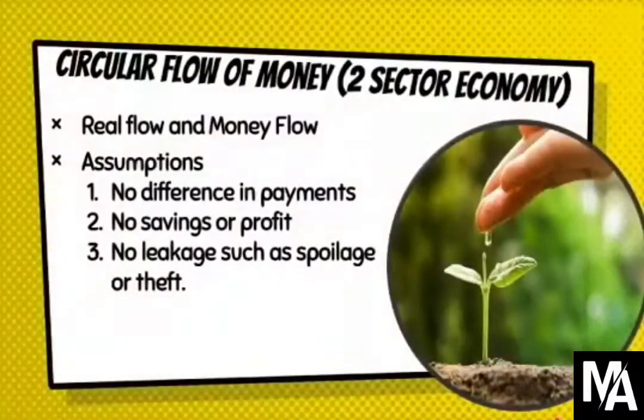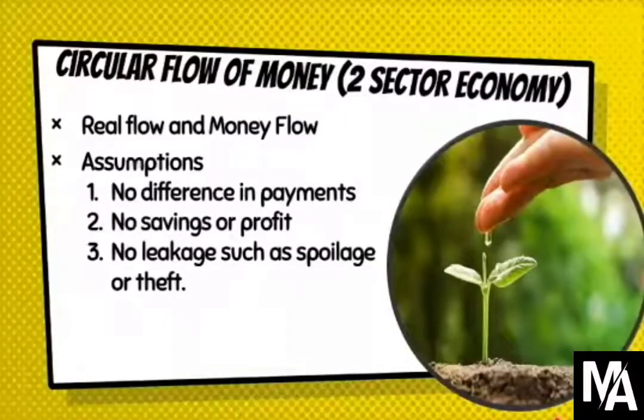So the circular flow of money in a two-sector economy has basically two flows, real flow and money flow. As I explained in the previous slide, real flow is nothing but the movement of goods, either finished products or goods and services. And the next one is money flow, which is basically very easy to understand, the flow of money. Now the circular flow of money is based on certain assumptions.